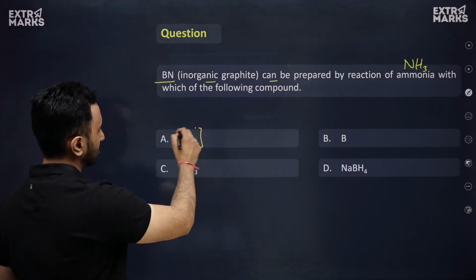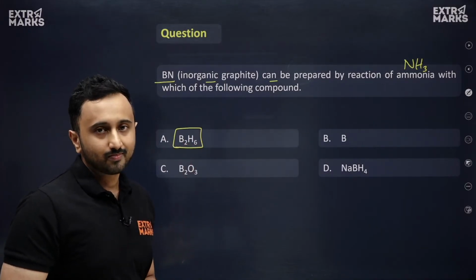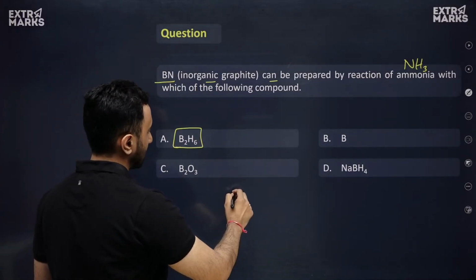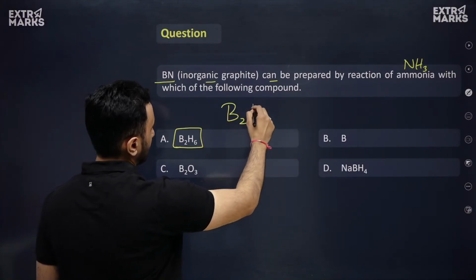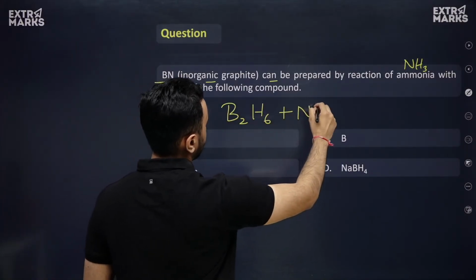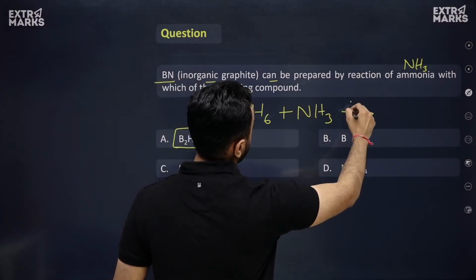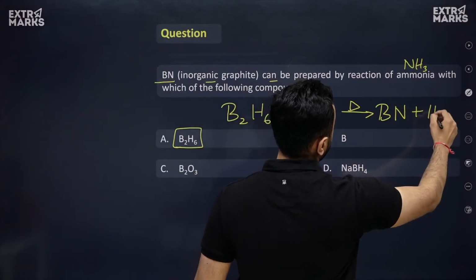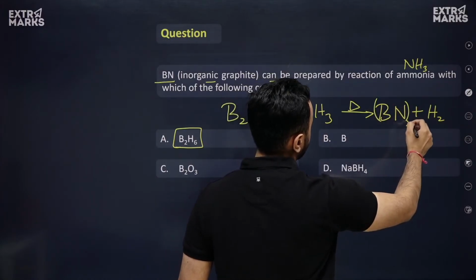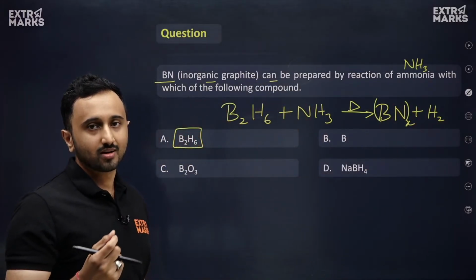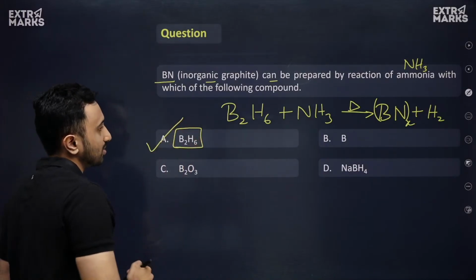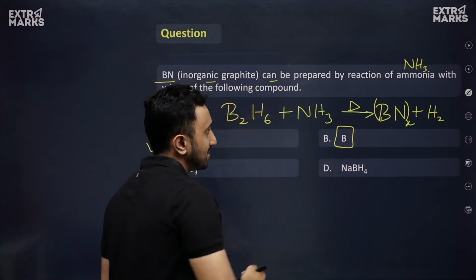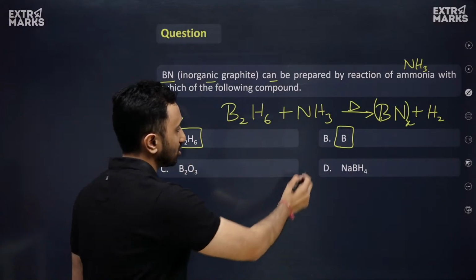First, let us check B2H6. B2H6 normally will not form BN, but under extreme conditions, at higher temperature, this reaction can take place. B2H6 plus NH3 at high temperature can form BN with H2 gas. So should we keep this in our answer? Yes, we need to keep this. A simple boron atom, can it form BN on reaction with ammonia? No, it does not form.